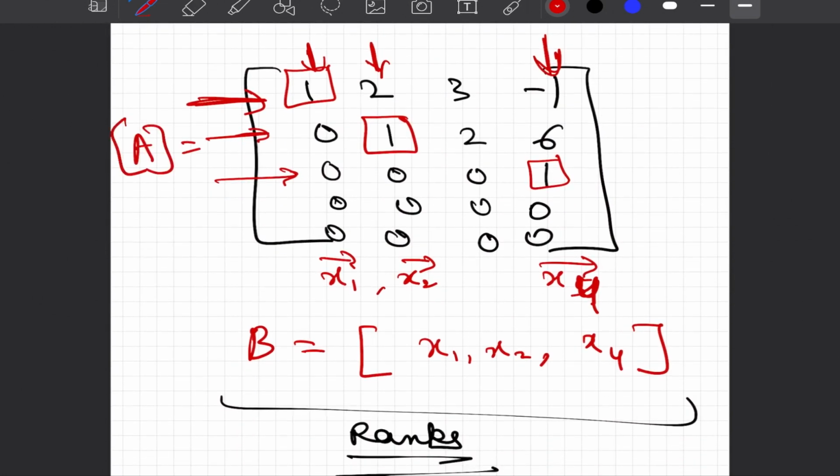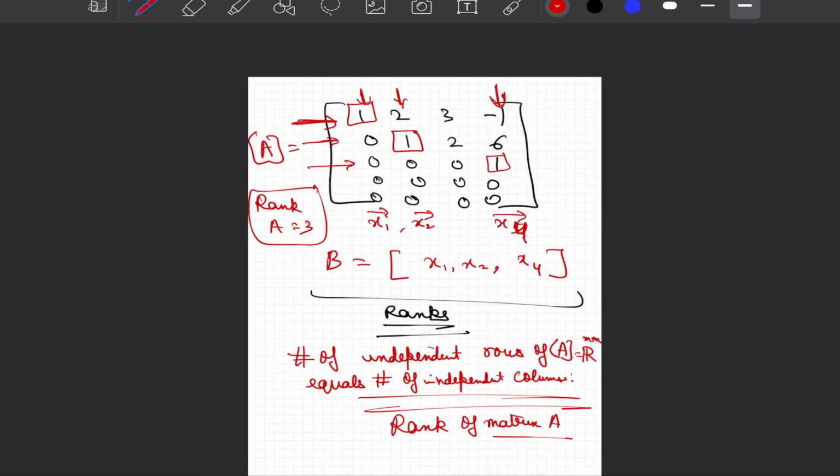In the example that we just considered before, if A is our big matrix, let us forget whether it's a span or a basis, but if A is a matrix, you clearly see that although there are 5 rows and 4 columns, only 3 are independent, where we identified our pivot elements, and hence we say that the rank of A in this case is equal to 3. Now what is the use of a rank?